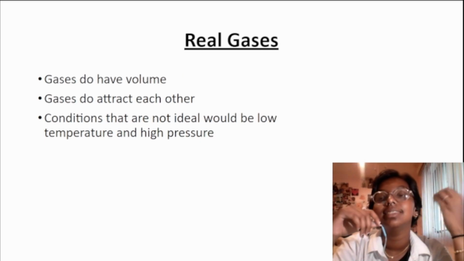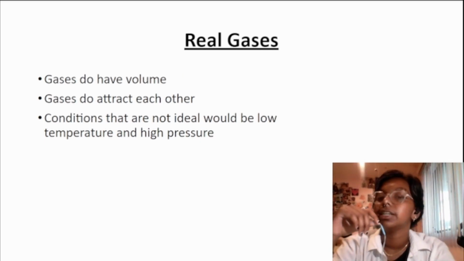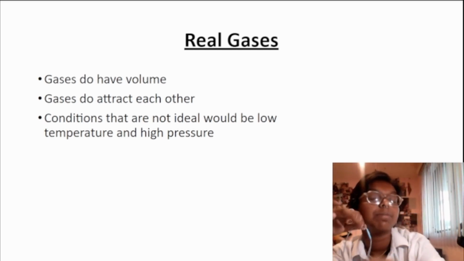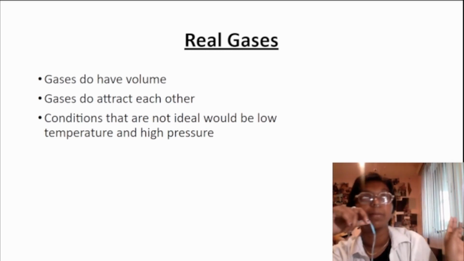But real gases have volume, and they do attract each other. And they are sometimes in conditions that are not ideal. Sometimes they're in low temperatures and still have high pressure. So screw them. Everything will be perfect.